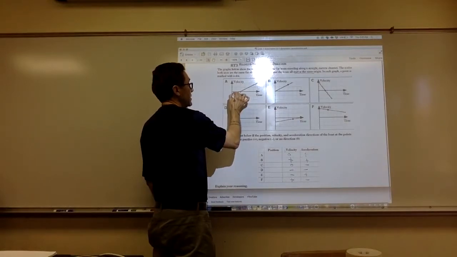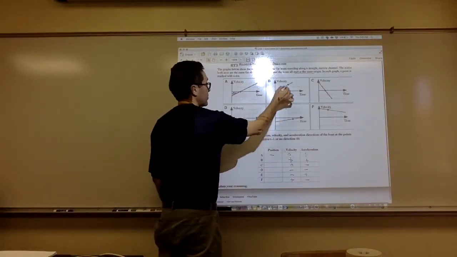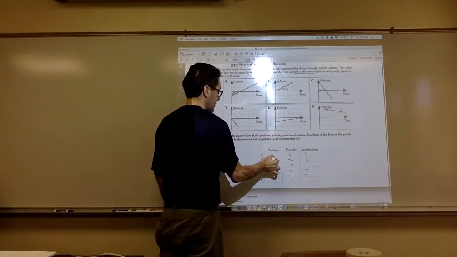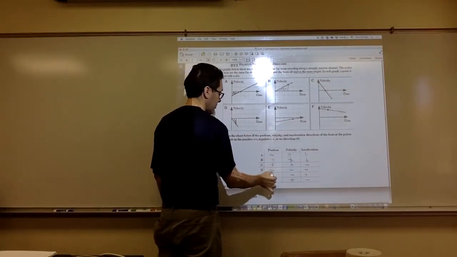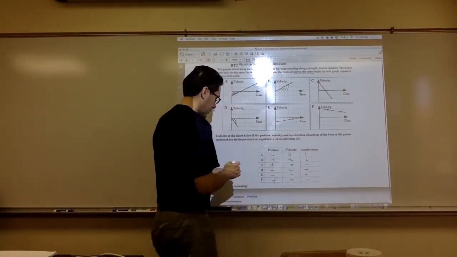So the displacement here is negative. Displacement here is positive. Displacement there is positive. Displacement here is going to be negative. Displacement here is negative, and displacement on the other one is positive.